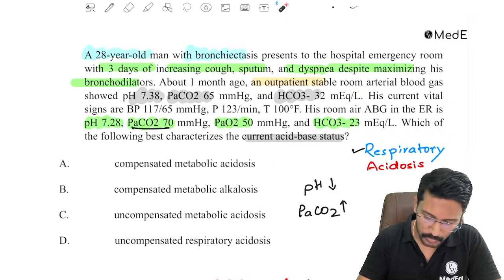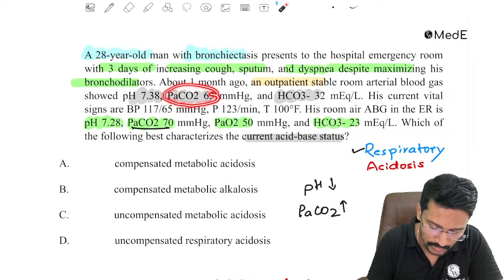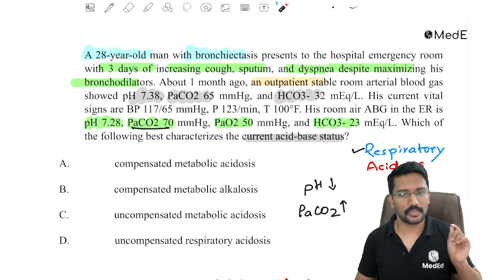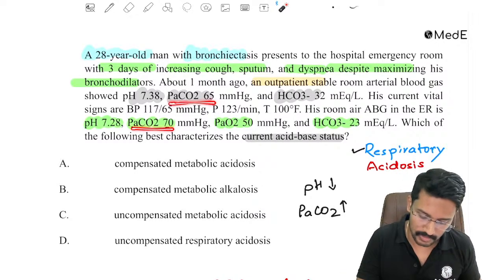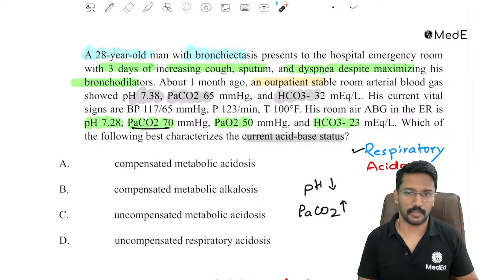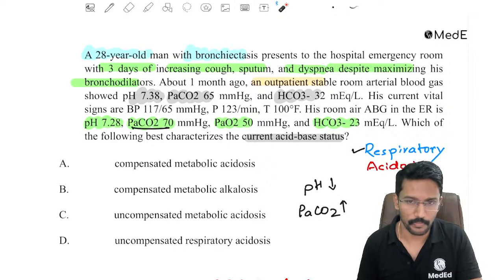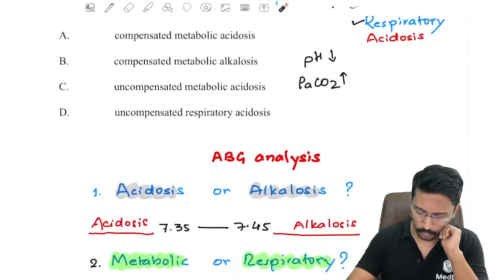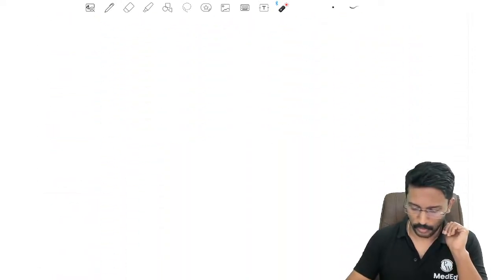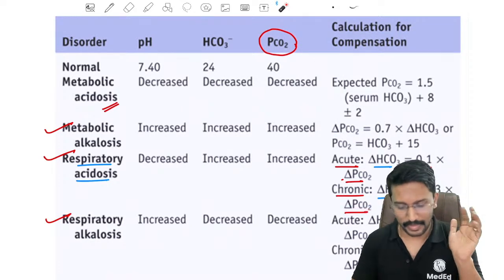the story of this patient is long-standing, right? It's a long-standing case of bronchiectasis, and previously also when we look at his ABG, his PaCO2 was elevated. So I can conclude that this is a case of chronic respiratory acidosis. It has worsened recently, but the patient is a known case of chronic respiratory acidosis. So we are dealing with chronic respiratory acidosis here based on the history. Now I have to calculate the appropriate elevation in bicarbonate, and for that, what is the formula? For chronic, 0.3 into delta PaCO2, right?